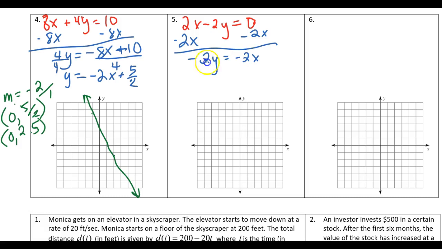Notice here I have a +0 at the end. I'm not going to actually write this in anymore because I don't need a +0 for that constant term. And then I'm going to divide by -2 to get y by itself, and I end up with y equals x.